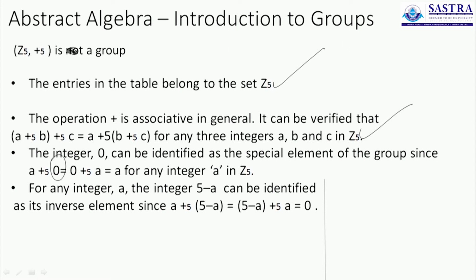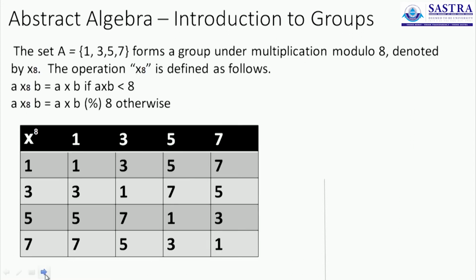Z5 is a group, we have justified that. Now you can also consider a different operation where we are doing multiplication modulo. Not just addition modulo, we can also do multiplication modulo. It is defined in the same way. A star 8 B is AB if the answer is less than 8, but if it is greater than 8 you return the remainder after dividing by 8.